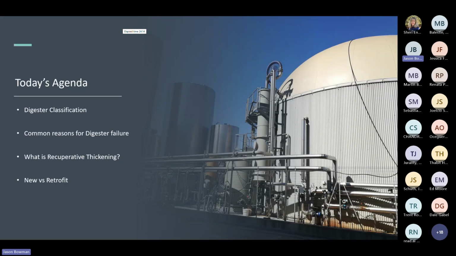All right, so let's get started. For today's agenda, we will focus on 4 main categories. We'll start with a brief introduction on how digesters are typically classified, and then we'll discuss common reasons why these digesters fail. We'll then discuss and focus on how recuperative thickening works and how it can be applied to both new builds and digester retrofits before discussing the most applicable market segments that recuperative thickening is typically applied to. So let's get started.